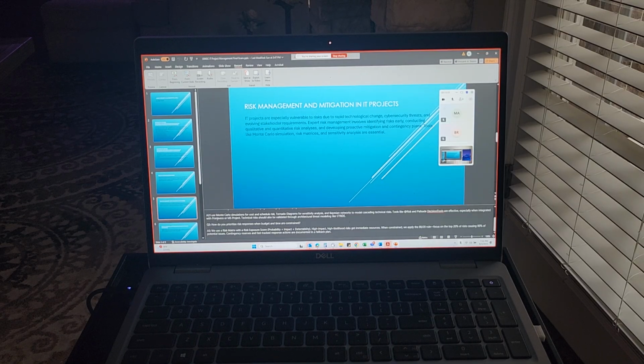Great question. So we use a risk management matrix and exposure score: probability times impact times detectability. High impact, high likelihood risks get immediate resources. When constrained, we apply the 80-20 rule and focus on the 20% of the risks causing 80% of the potential issues. Contingency reserves and fast-track response actions are documented in the fallback plan.